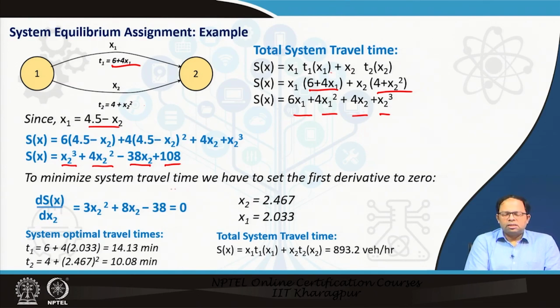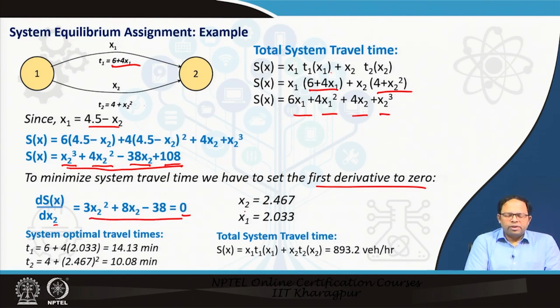So to minimize system travel time, we have to first, again as per the principle we discussed earlier, set the first derivative to 0. So we take dS/dx2 of x2, which is equal to the first derivative of this particular equation, which is x2 cube, that is 3x2 square, plus 4x2 square, that is 2 into 4, 8x2, minus 38. So this one is constant, so 0. So this becomes 0.